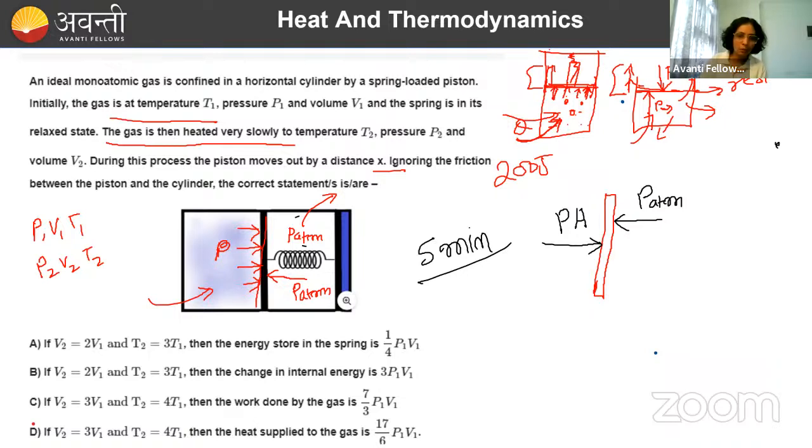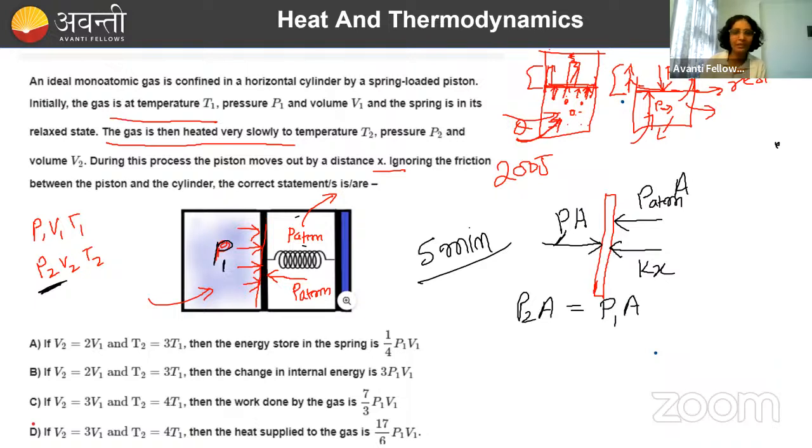Why? क्योंकि आप यहाँ पे देख लो. Here spring force will act. So P atmospheric can't be equal to P here. It can't be equal to this, right? So it will be equal to what now? So inside pressure, that is how much it is finally, P2. So P2A must be equal to, initial pressure inside was how much? P1. So P1 must be equal to P atmospheric. So P atmospheric को मैं P1 लिख रही हूँ.